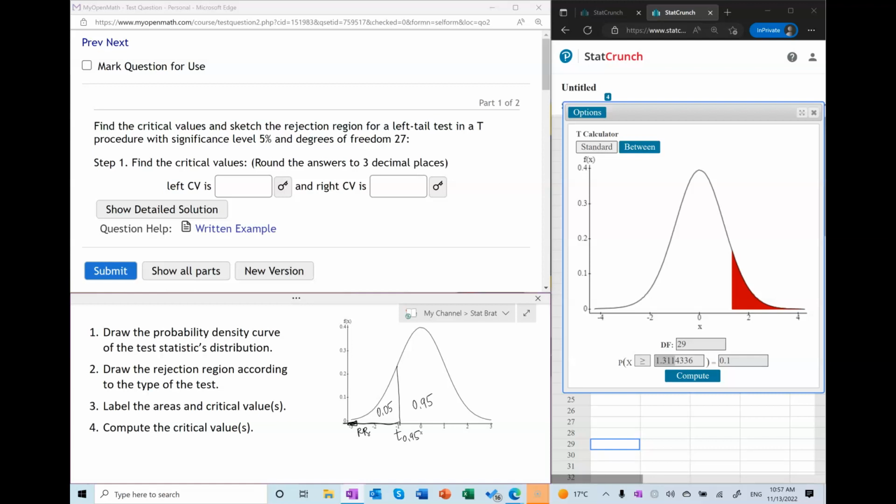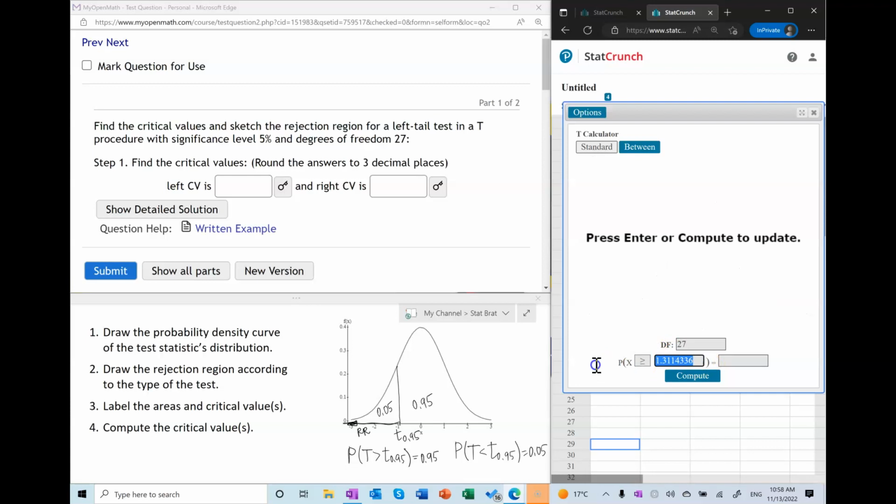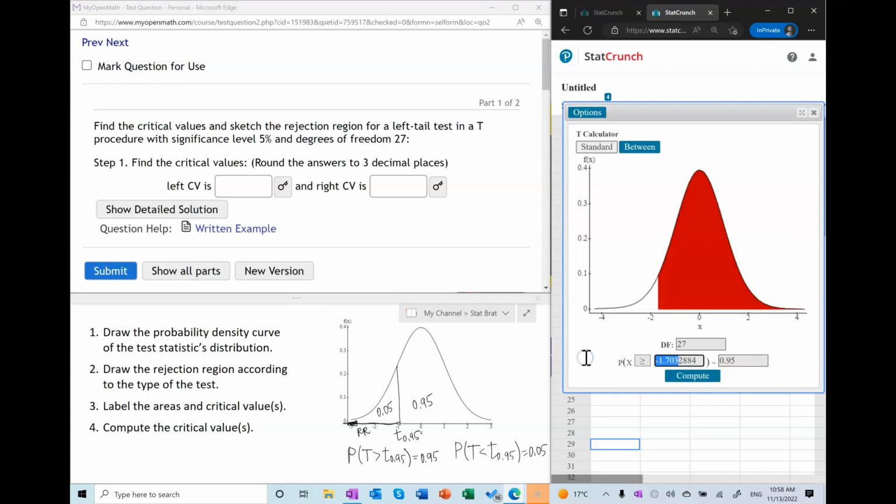And I'm going to find this. I can find this using the fact that the probability of t being greater than t sub 0.95 is equal to 0.95 if you're working off the alpha notation. Or, if you have more advanced technology, you can use the fact that the probability of t being less than the critical value is equal to your alpha. So I'm going to show you how to do it both ways. First of all, let's open the right calculator that has 27 degrees of freedom, and then the area to the right of that value is 0.95. So this is one way to find the critical value.